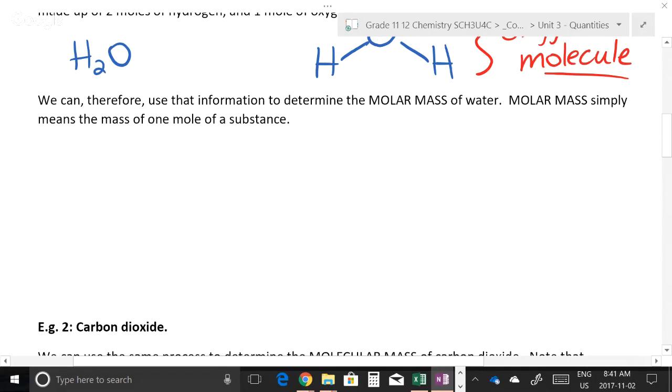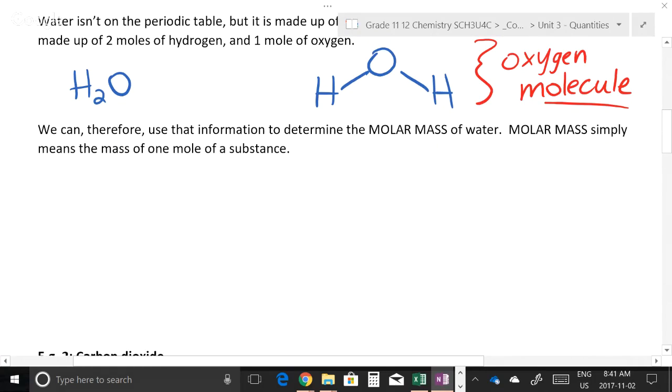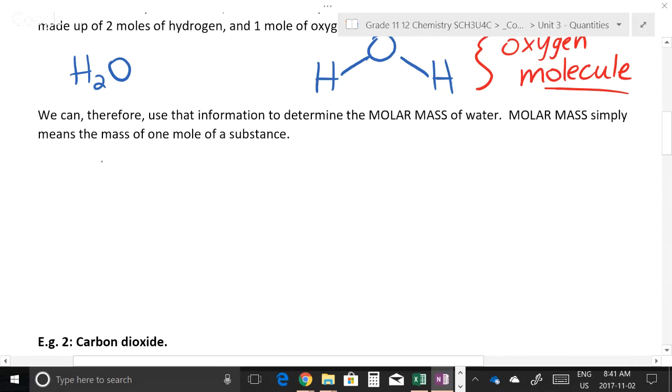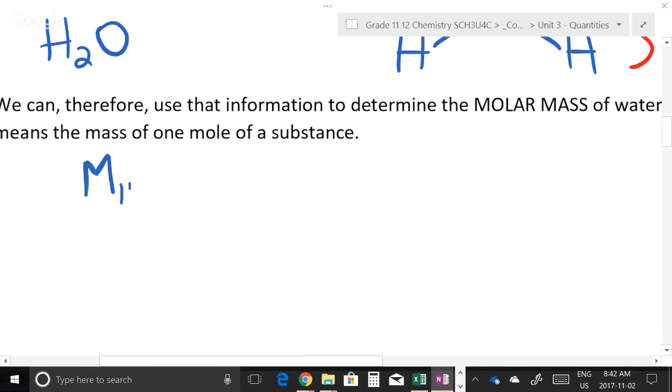So we can use this information. We can use what we know about the water molecule to figure out what its molar mass is. And molar mass literally just means how much does 1 mole of a substance weigh. So if we think about it like this, molar mass or molecular weight or any of these things is always done with an uppercase M. And what is the molar mass of hydrogen?